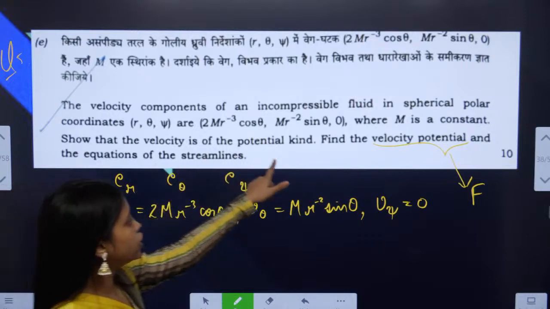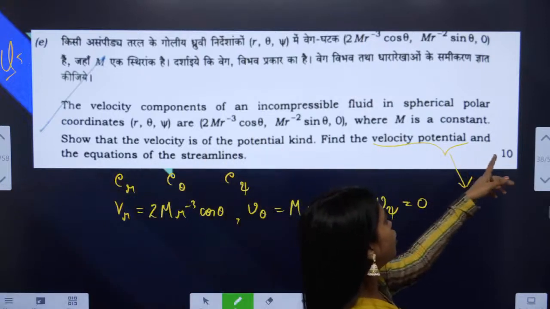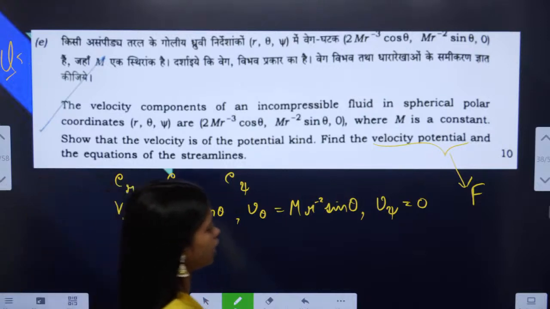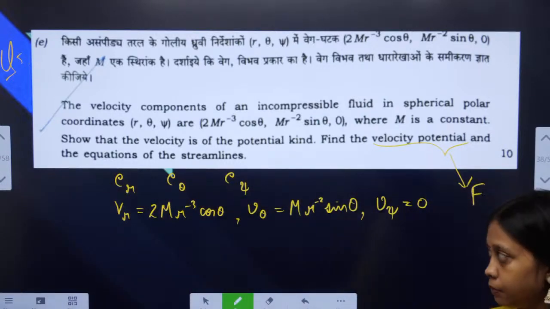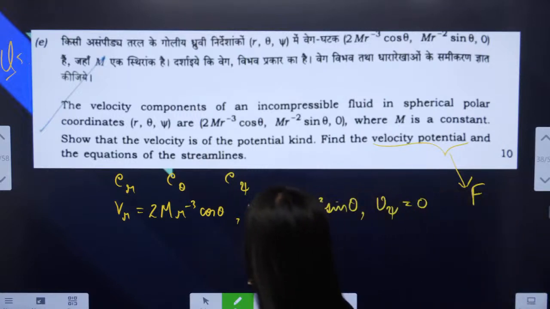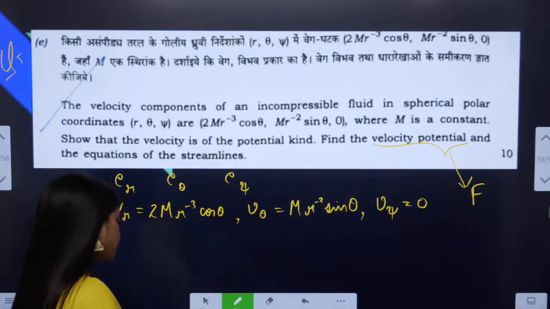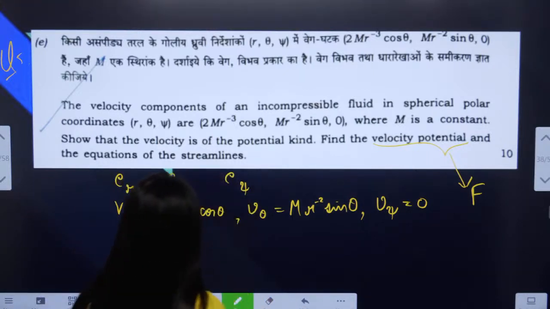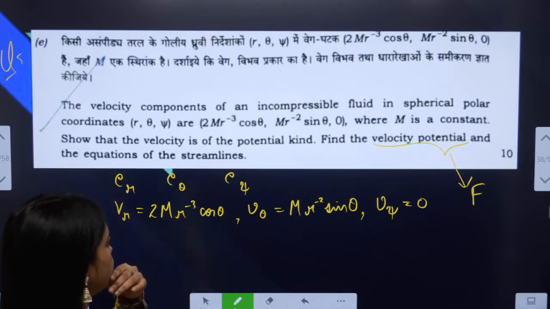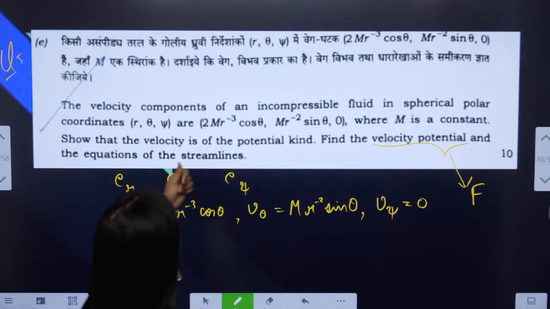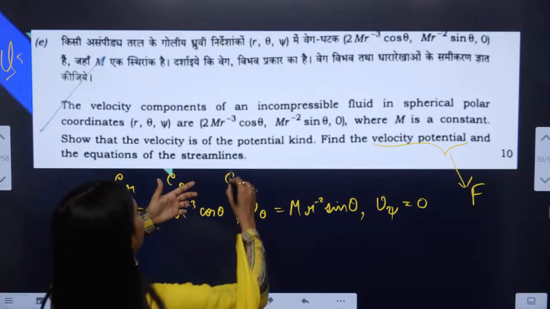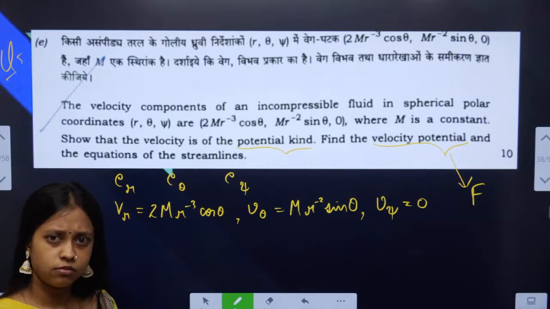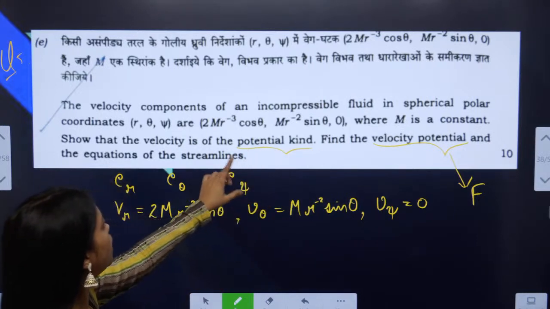So basically three jobs. First, show velocity is of potential kind. Second, find the velocity potential. Third, the equation of the streamlines. There were three parts. So, how to start? Since velocity is given, what can you do? How to show velocity is of potential kind? Curl has to be 0. That is a simple job, nothing to do. Curl has to be 0.